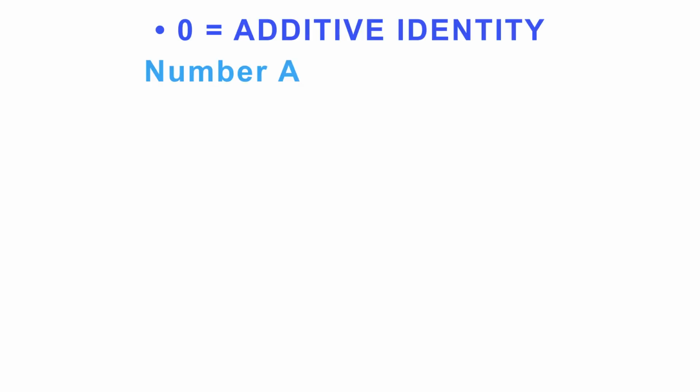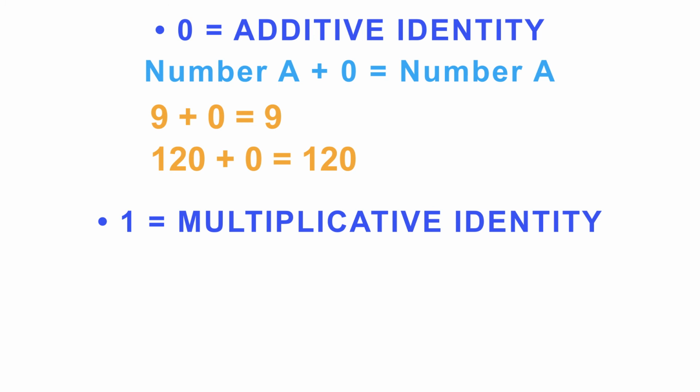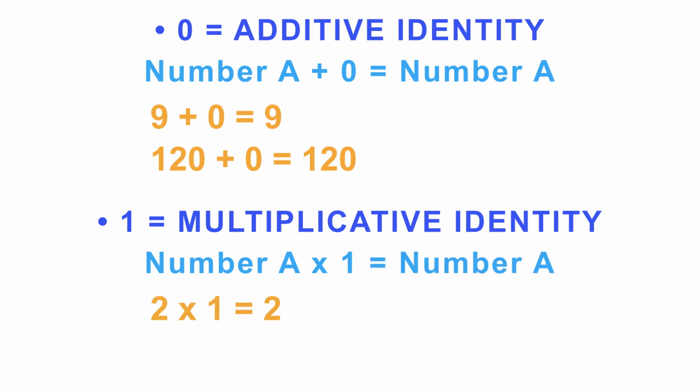The whole number 0 is called the additive identity because when it is added to a number, that number remains the same. For example, 9 plus 0 is 9. Similarly, 120 plus 0 is 120. 1 is called the multiplicative identity because when a number is multiplied by 1, that number does not change. 2 multiplied by 1 is 2. 92 multiplied by 1 is 92. 0 multiplied by 1 is 0.